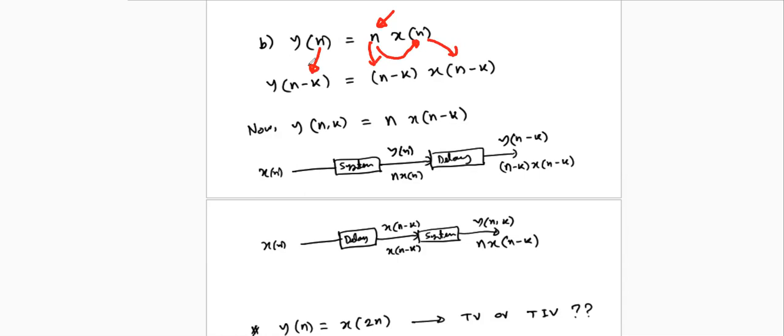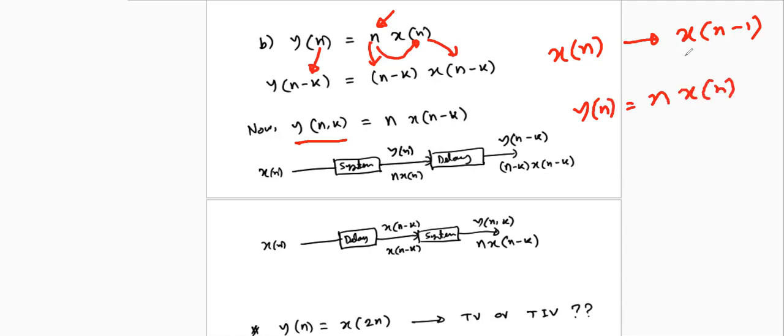Now in the second case, if we try to find y[n, k], what is the consequence? First of all, x[n] should be shifted here, and after shifting, you need to put it into the system. So what is your system? Your system is y[n] equals n into x[n]. So if I put our input into the system, what will happen? It will not change this n.